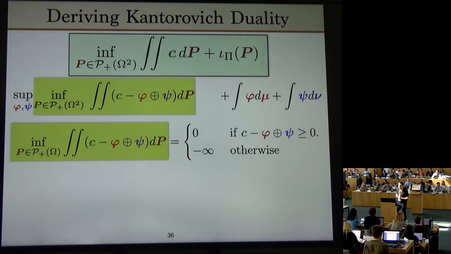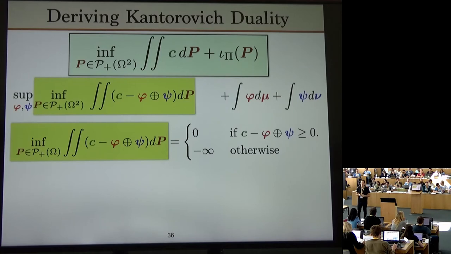What do you think about it? Imagine that I tell you, okay, you're going to take any measure that is positive, and you are free to test it against any other function, and I'm going to take the infimum over all couplings of the test against that function. Well, if you take the infimum over all couplings, then there's one thing you can notice immediately: if c minus this phi plus psi function is negative in one value, then you can arbitrarily choose to put a lot of mass on that point, and you will let this diverge to minus infinity.